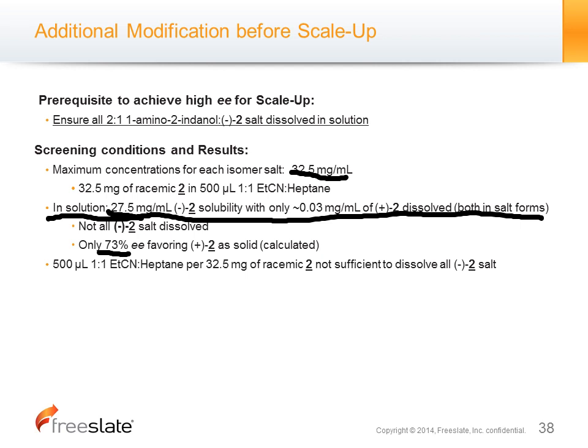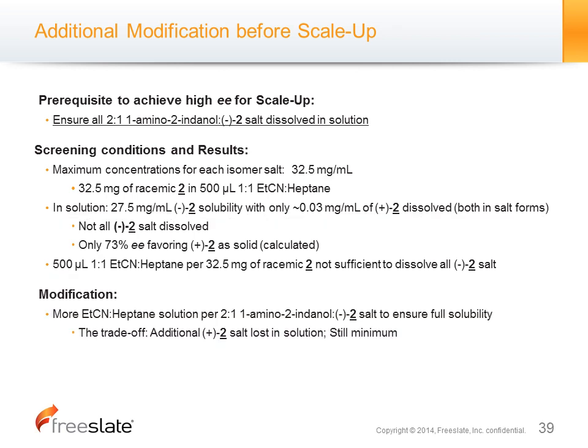So in a way, in our initial screening we didn't know what was happening, but now after we analyze the data, we know 500 microliters of this particular solvent is not sufficient to dissolve the 32.5 mg of this racemic 2 to ensure full -2 solubility. So what we have to do here is pretty obvious: use more of this solvent, the 1:1 propionitrile heptane solution, to make sure the salt is completely dissolved.